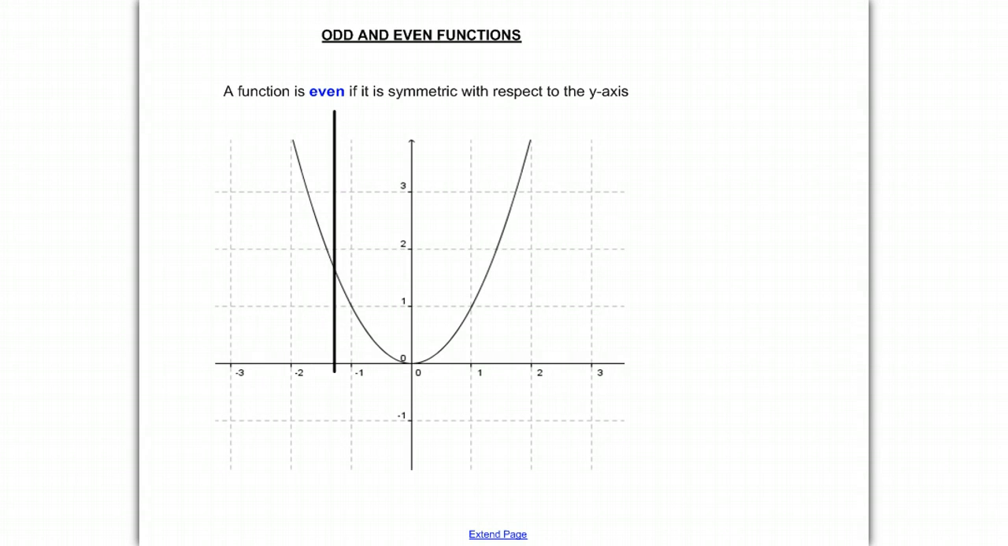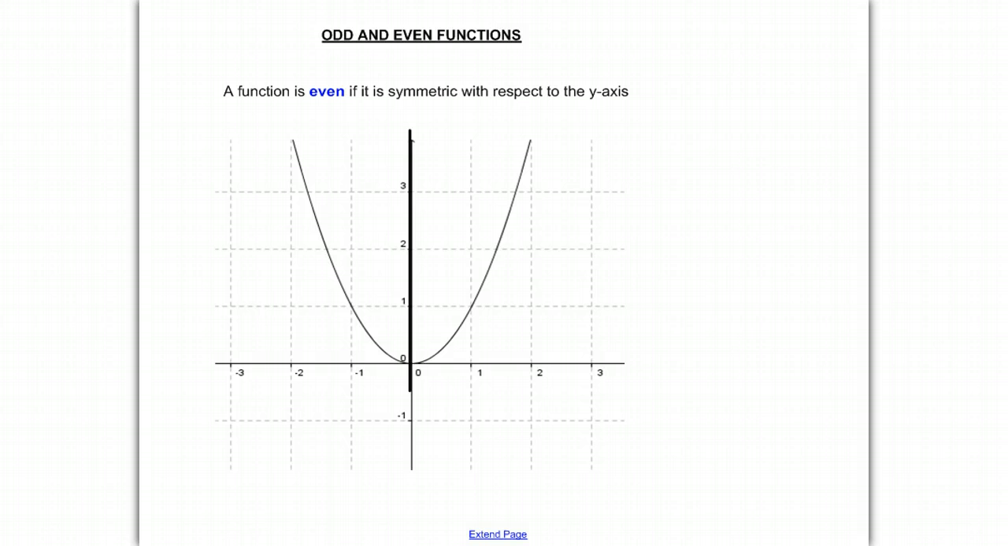If I were to bring this line over here, you can imagine folding the right side of this parabola across with the crease being on that black line, which is the y-axis, and it would totally overlap with the left side. Another way of looking at this, to see if it's symmetric with respect to the y-axis, is pretending that the y-axis is a mirror. If you were to look into the mirror from the right side, you would see the exact duplicate of the right side on the left side, and it would overlap with the left side.